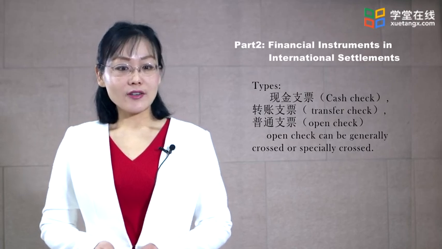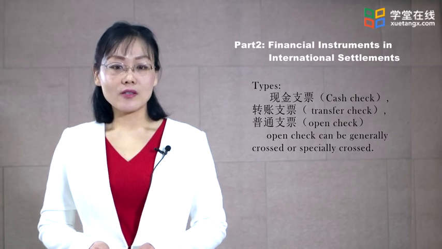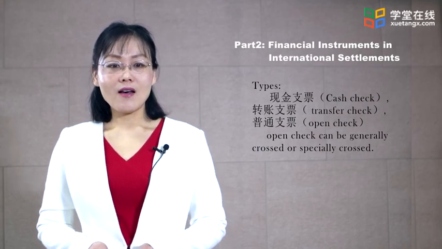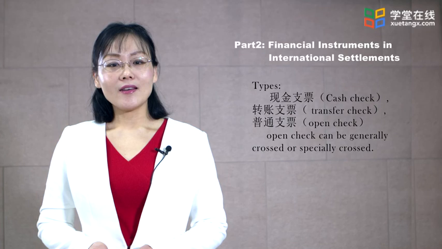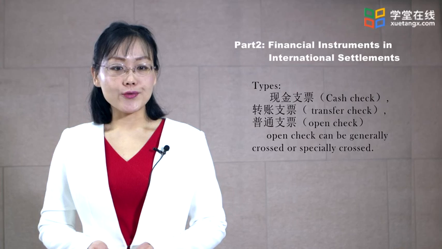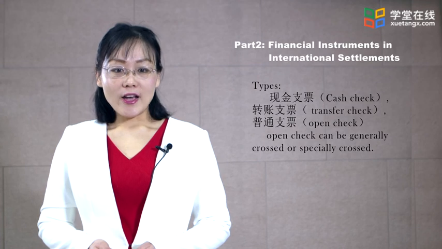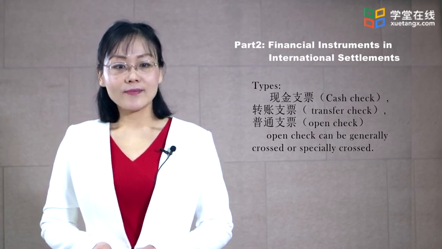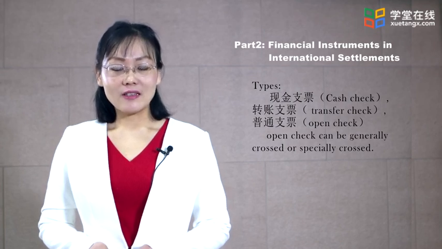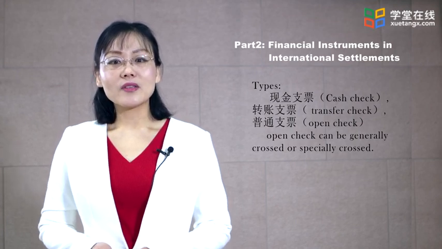The act of crossing can be divided into general crossing and special crossing. A general crossing is to make the check payable only through another bank. If a check is crossed specially, then only the bank mentioned in the check can receive payment from the drawee bank.